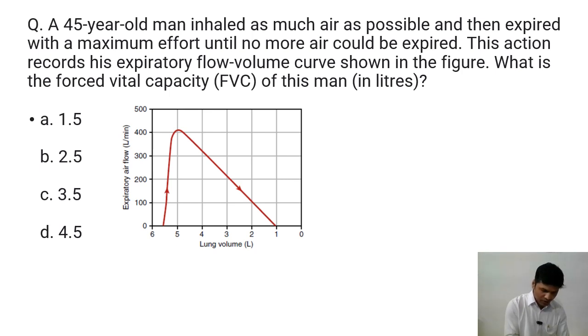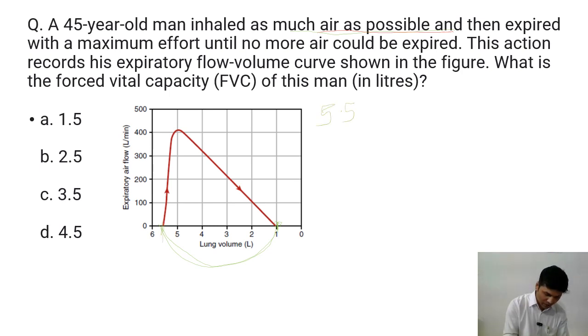A 45-year-old man inhales as much air as possible. This graph is not complete, so let's complete it. This is the expiration graph and this is the inspiration graph. As much air as possible, so up to 1. He started from 1. Why? Because the lung is not completely empty. Always some amount of air remains in the lung, that is called residual volume. So he starts from here, after maximum expiration, and he filled his lung completely till this level. So his maximum volume achieved is 5.5 liter.